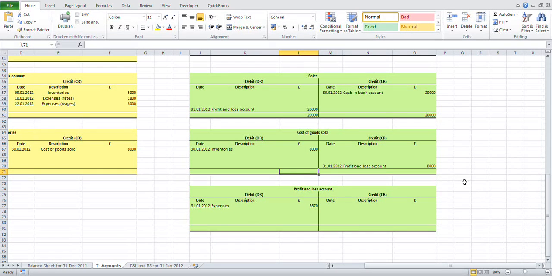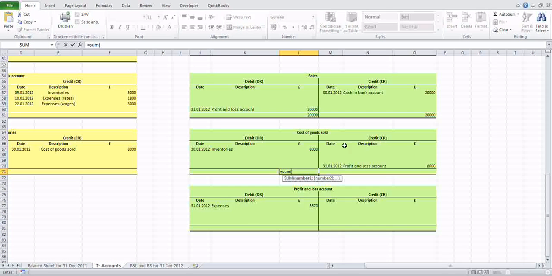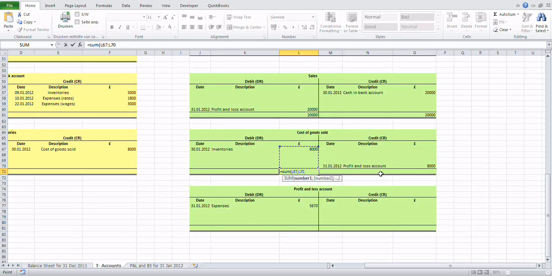Before we transfer this to the profit and loss account, let's balance the account out. Therefore, the sum of this side. You can use the mouse pointer, you can also use the arrow keys, it's up to your personal preference.